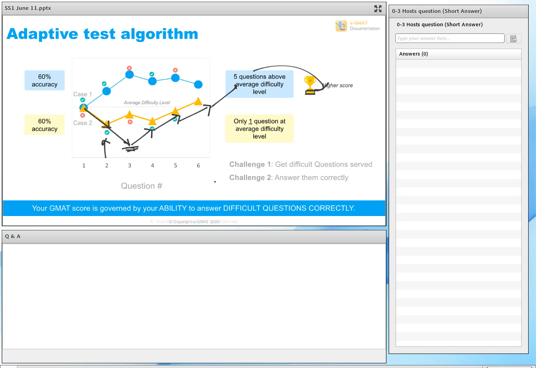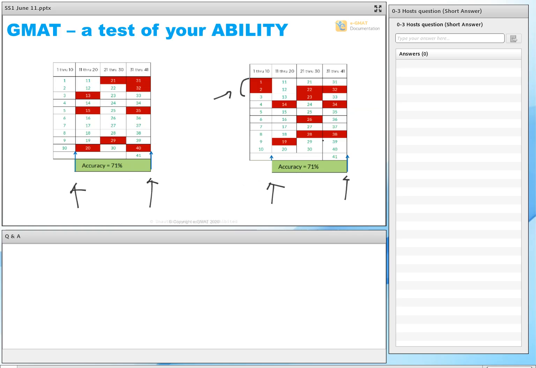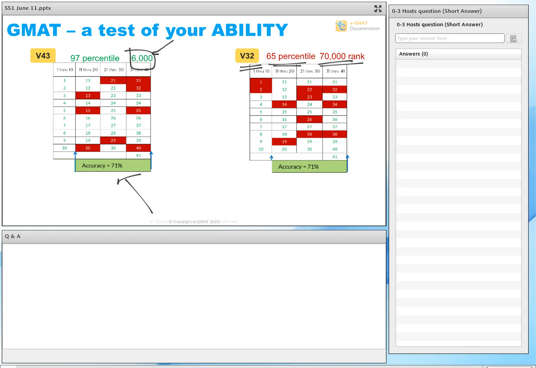Student 1, or the V43 guy that we talked about, got the first 10 questions right. By the time he was at the 5th question, he was already getting 90th percentile questions, and he continued to answer them correctly. Now, remember I told you these are GMAT prep attempts. Both of these students were eGMAT students. This guy on his actual GMAT got a V35.